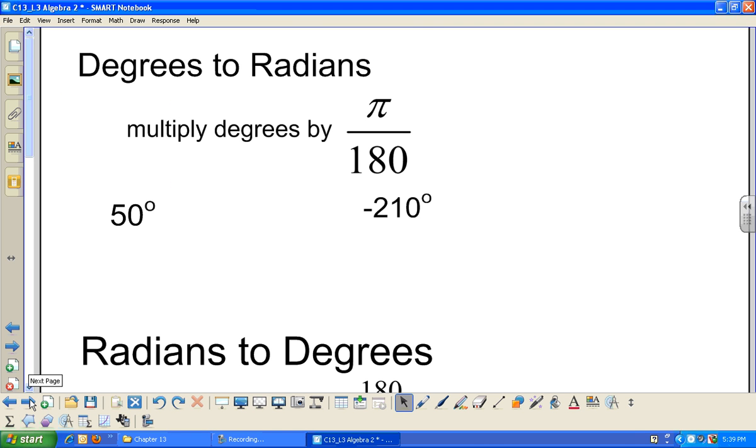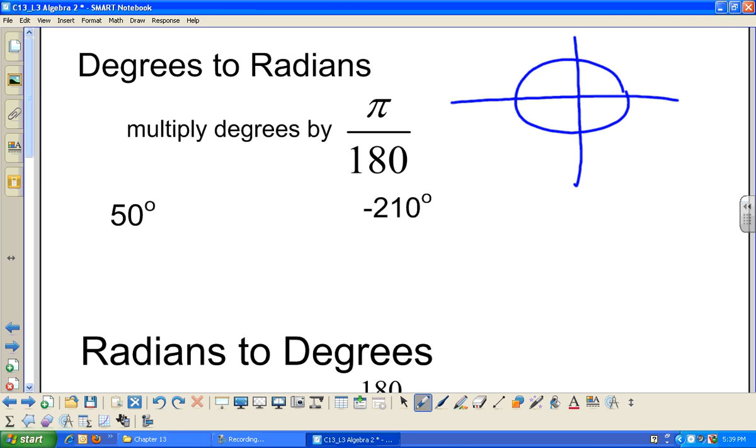So if I'm moving from degrees to radians, if I'm going to draw out one circle, one full circle is the same thing as 360 degrees. One full circle is also going to be the same thing as 2 pi. Because if the radius is 1, this length here is 1, that means the circumference of the whole circle will be 2 pi times 1, which is the same thing as 2 pi.